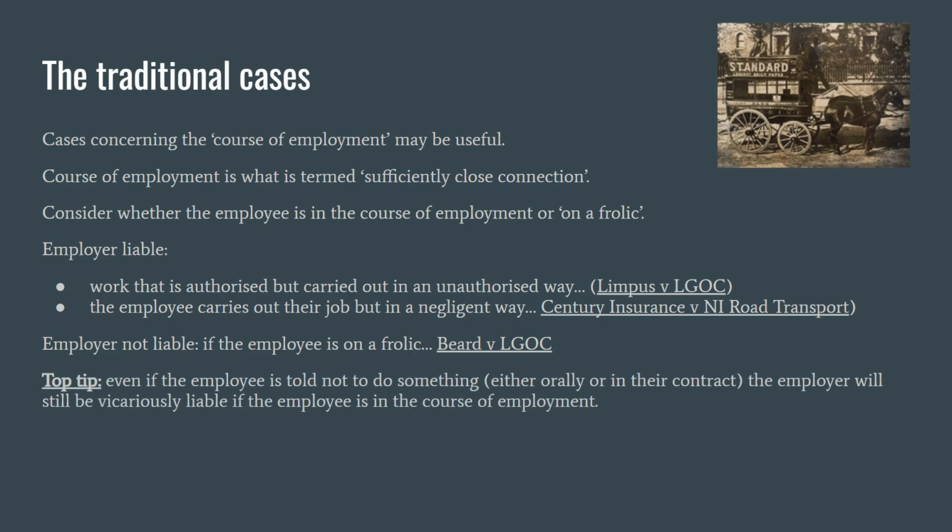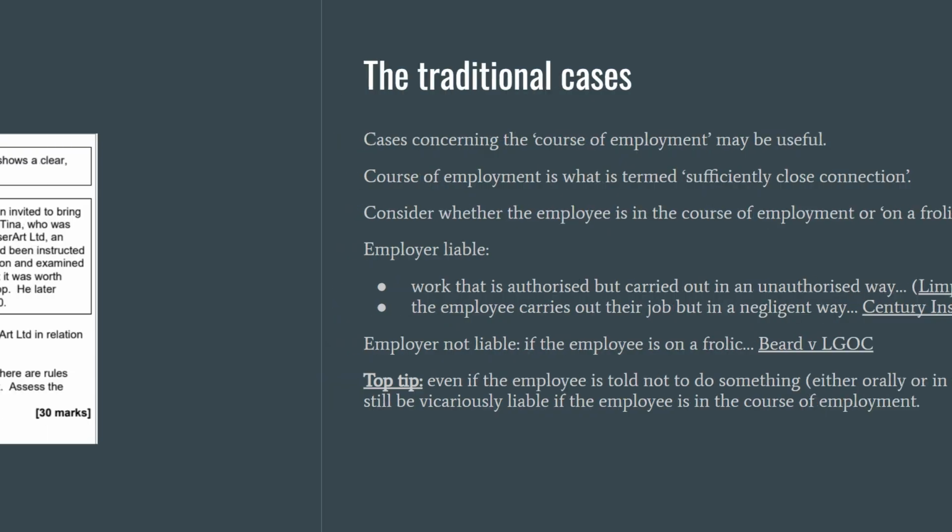So my top tip would be, even if the employee is told not to do something, either orally or it's in their contract that they shouldn't do something, the employer will still be vicariously liable if the employee is in the course of employment or there is a sufficiently close connection in the modern terminology.